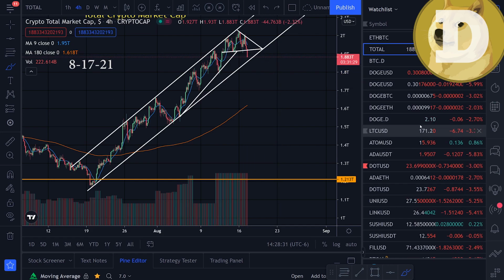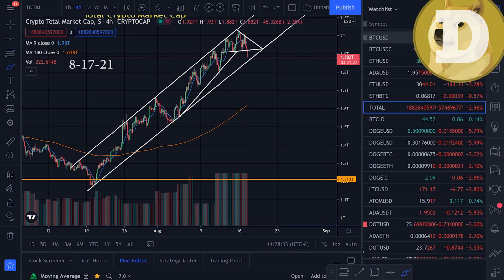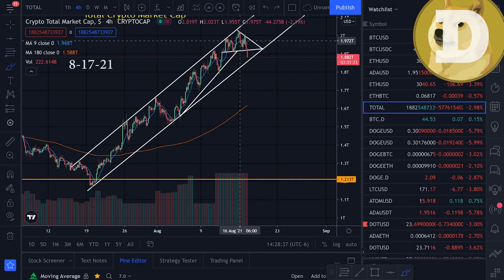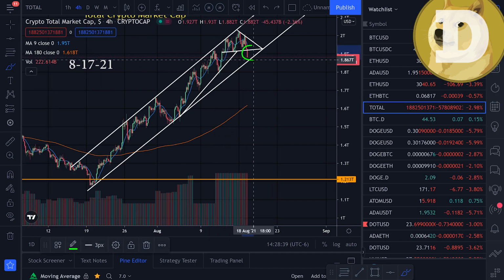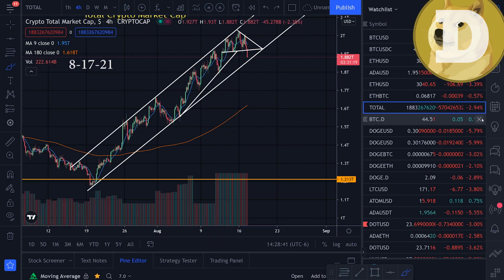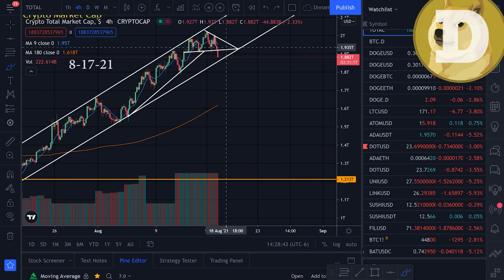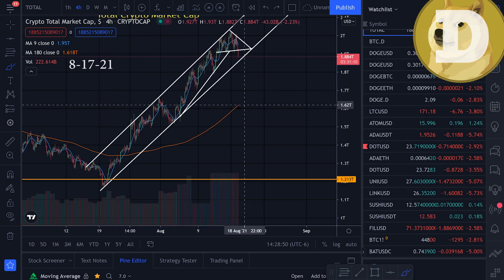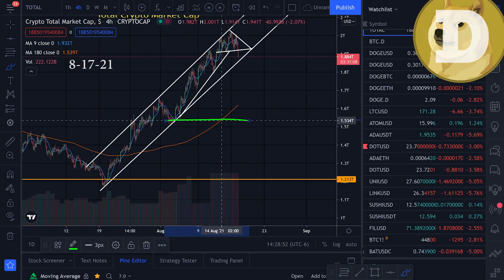Look at everything, it's pretty much red right now. If you look at all these cryptos right here, everything's pretty much red. So even just this little move right here, depending on what coin you're looking at, can cause some pretty big craziness. If we break below this trend line right here, this might even cause some more craziness. We might have to come back down and retest this 1.5.